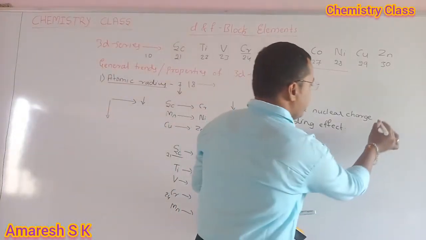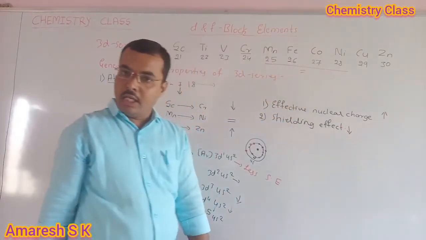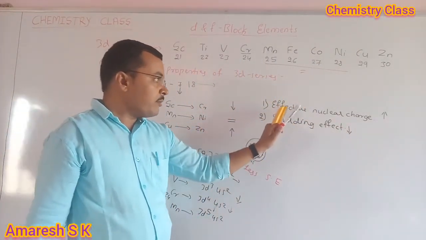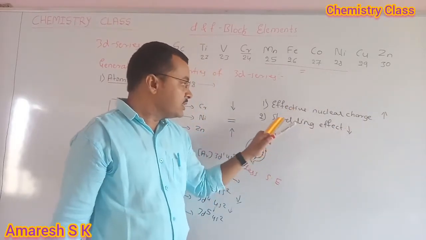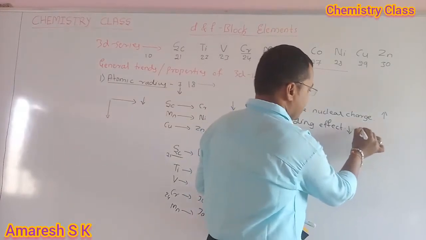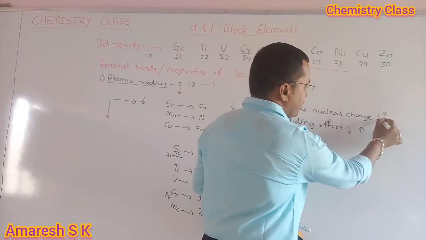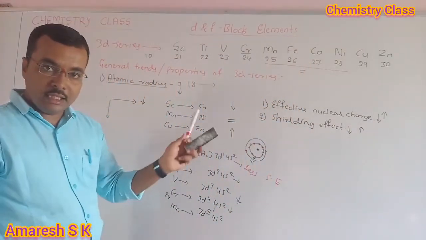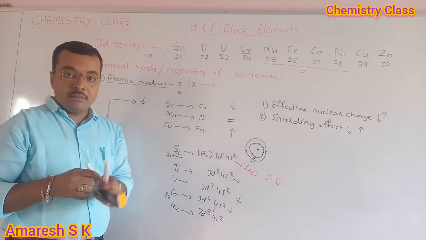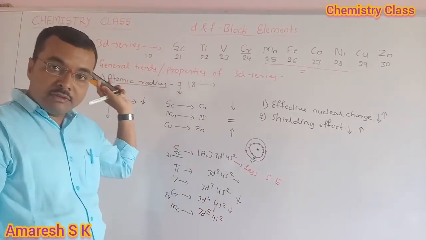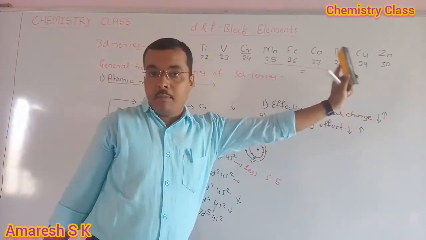Keep in mind one concept: whenever the effective nuclear charge increases, the shielding effect decreases, and vice versa. Whenever the shielding effect increases, the effective nuclear charge decreases. This case will happen in the 3d series of elements. In general, we can observe a gradual decrease in the atomic radius as we move from left to right in the periodic table.